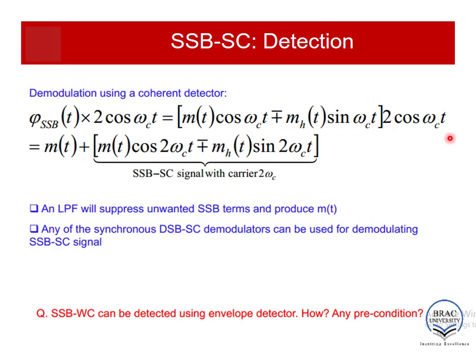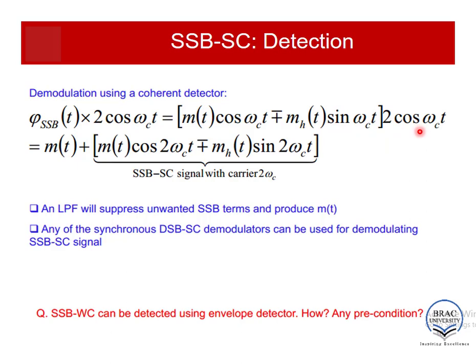So this 2 cos omega ct is multiplied with this part, and this becomes m(t) cos omega ct into 2 cos omega ct. That means 2 m(t) cos square omega ct. And now we know 2 cos square omega ct is actually 1 plus cos 2 omega ct. So if I multiply 1 plus cos 2 omega ct with m(t), it becomes m(t) plus m(t) cos 2 omega ct. Then this 2 cos omega ct is multiplied with this part too, mh(t) sin omega ct multiplied by 2 cos omega ct. So it will become 2 mh(t) sin omega ct cos omega ct.